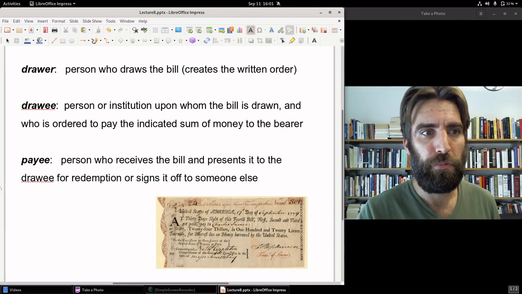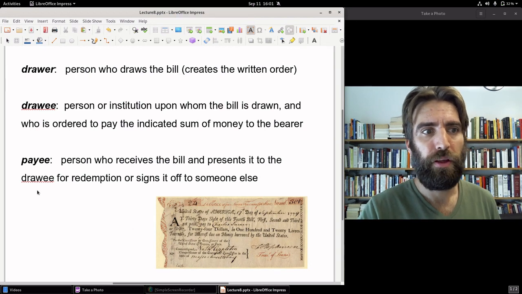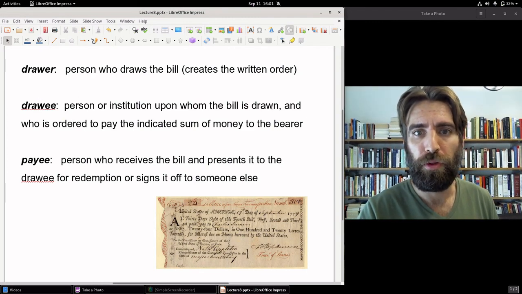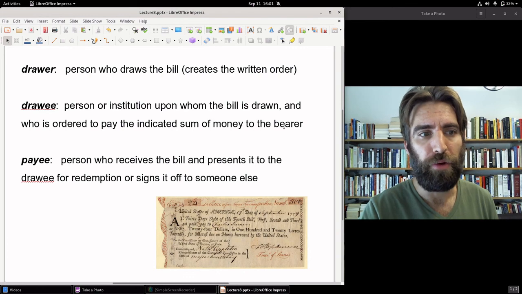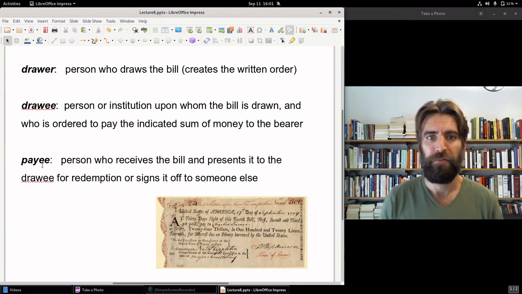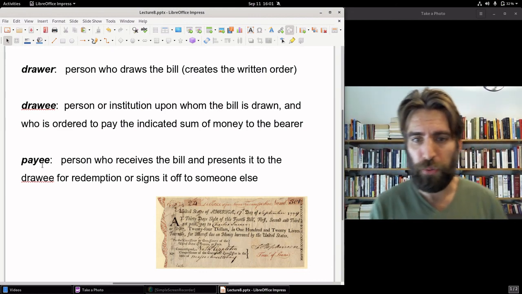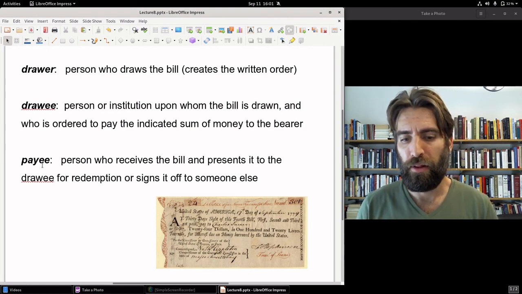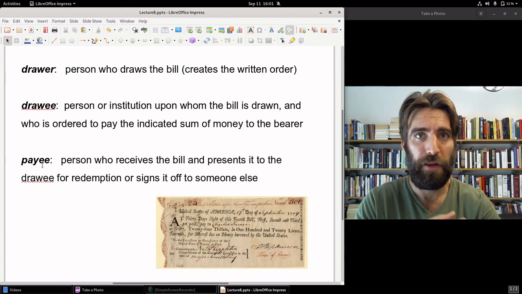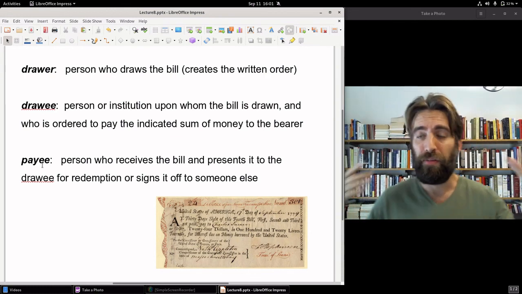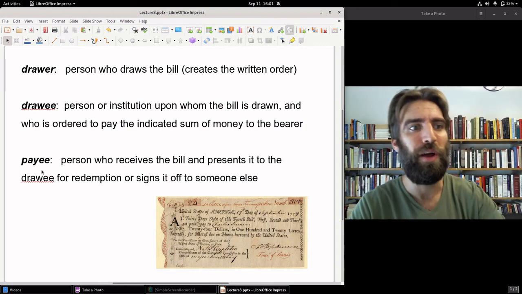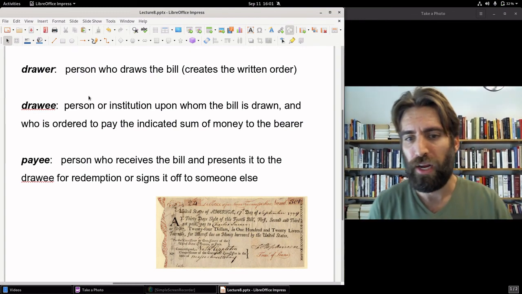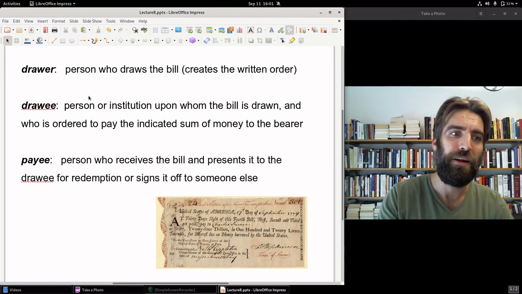A bill of exchange works the same way. The drawer, person who draws the bill, the drawee, in the case of a check, the bank. This is the person or institution on whom the bill is drawn and who is ordered to pay the indicated sum of money. And the payee, the person who received the bill. Now, the difference with a check is that you write a check and it's a one-time thing, right? The person takes a check and the order is given to the bank. A bill of exchange could be signed over to 2, 3, 4, 5, even 6, 7 different people before it finally went back to the drawee for final redemption. So that's the chief difference between a bill of exchange in the old days and a check.